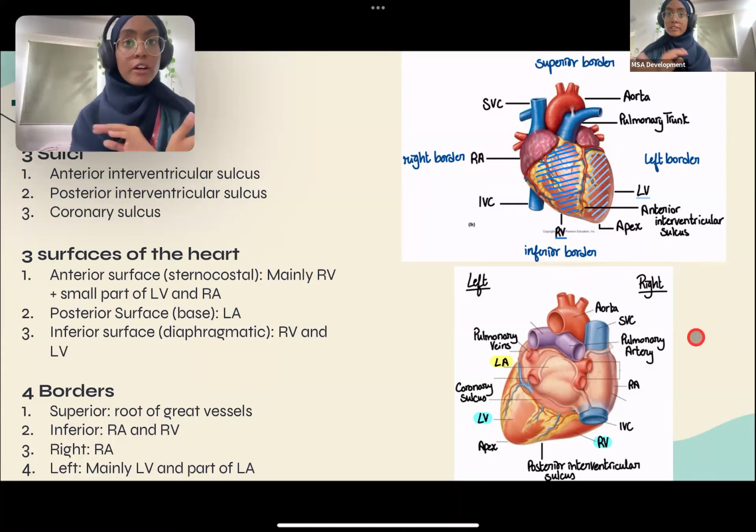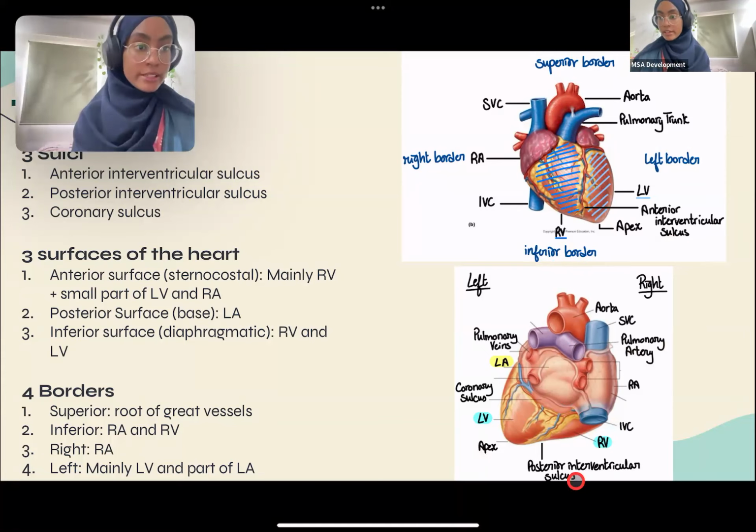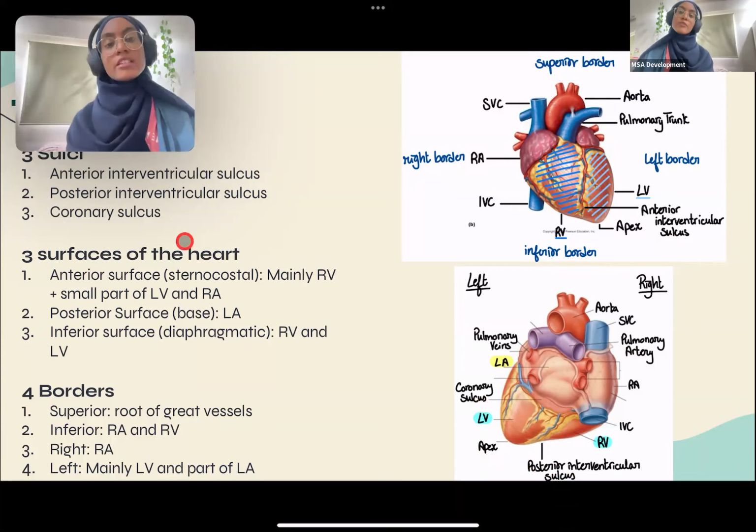And then if we flip the heart, okay, we look at it from the other side, we have 2 more sulci. We have the posterior interventricular sulcus, and we have the coronary sulcus. Okay? That's it for the sulci.